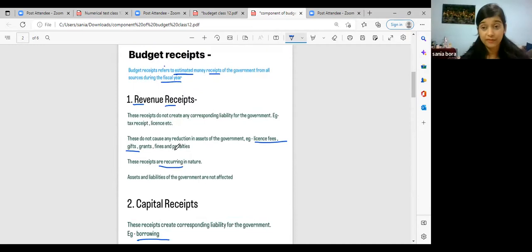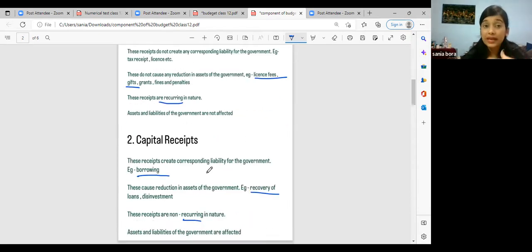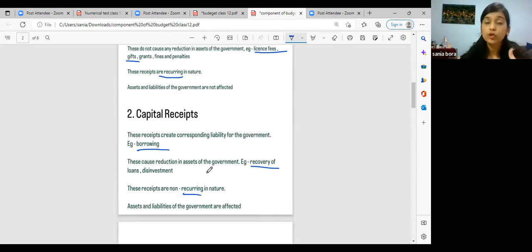I hope I am making myself clear. For revenue receipt, see, if you are getting money, there are high chances either your liability will be increasing or your asset will be decreasing. But for revenue receipt, you are receiving, so your liability won't be affected nor will your asset be decreasing. So you will write no corresponding liabilities are caused, and there is no reduction in assets, but they are repeating again and again. And the last line, the conclusion: assets and liabilities of the government are not affected. But for capital, they create liability, example borrowing, and also they reduce the asset, example disinvestment or the recovery of loans.